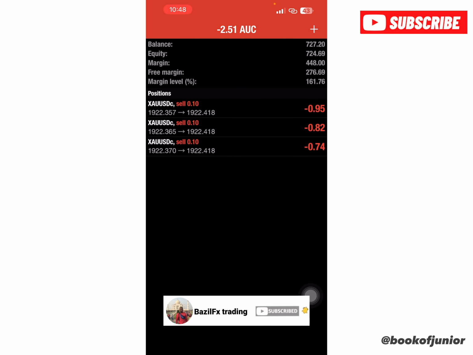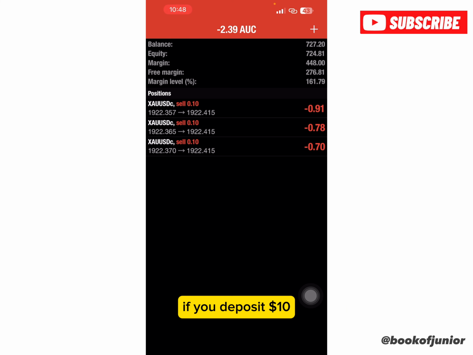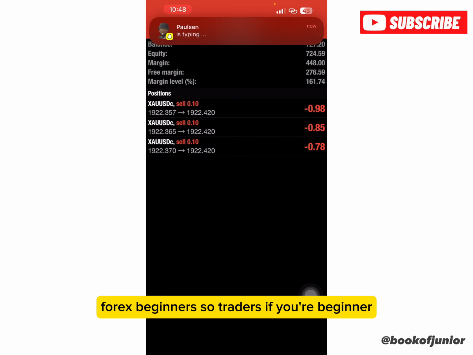So traders, first things first, what is a cent account? A cent account is a trading account on which the balance is displayed in cents and the transactions are carried out in cents as well. This means that if you deposit $10, you would have 1,000 cents in your account. Trading on a cent account is low risk, therefore it's an excellent choice for Forex beginners.